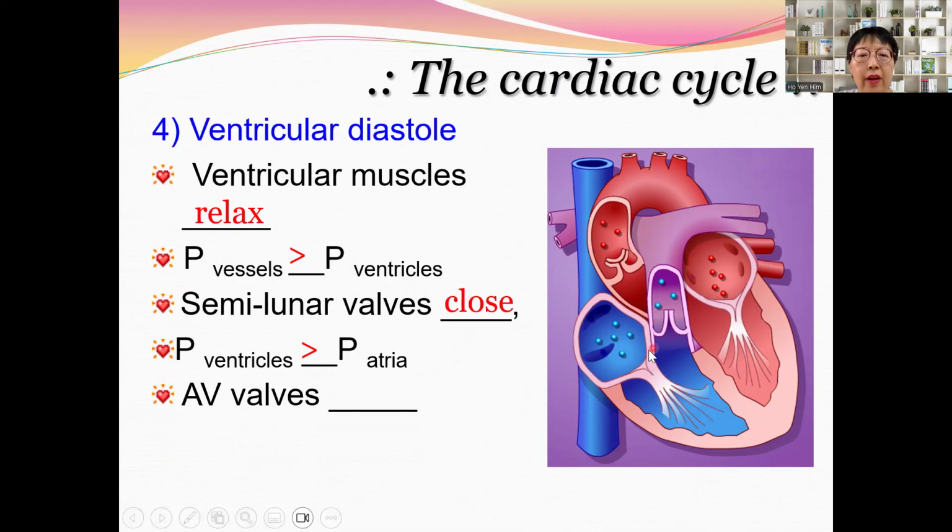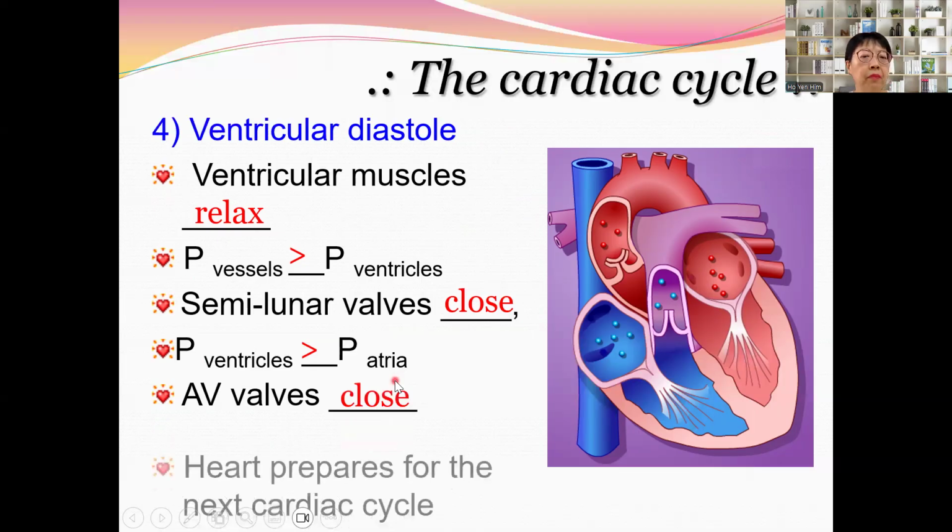So the pressure in the ventricle is still higher than the pressure in the atrium. At the beginning, when the ventricle relaxes, the pressure in the ventricle is still higher than the pressure in the atrium. Why? Pressure doesn't decrease from 120 to 0, correct or not? It takes time to slowly decrease. So while the ventricle is relaxing, the pressure that built up here is still higher than here. So these two AV valves remain closed, okay?